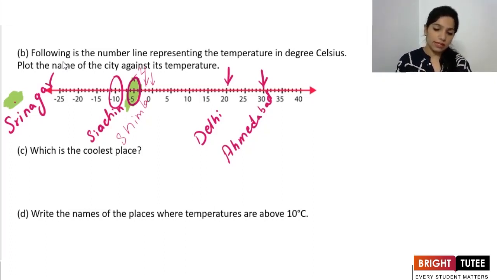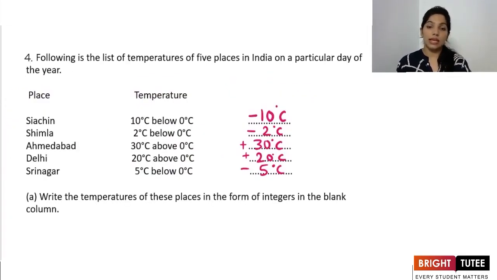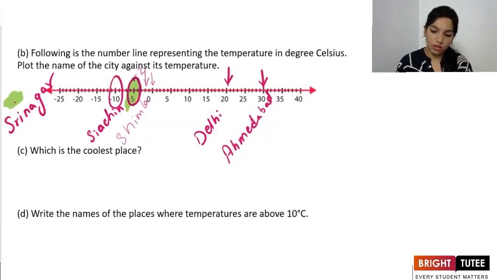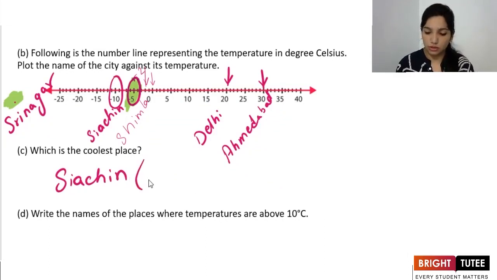Now, which is the coolest place you see? The coolest place that we have is Siachen, as it is minus 10 degrees Celsius. So that's the lowest temperature. Let's write it here: Siachen is the coolest place, with a temperature of minus 10 degrees Celsius.